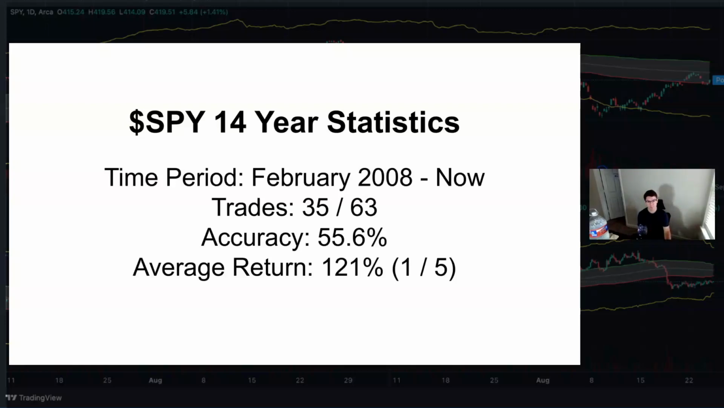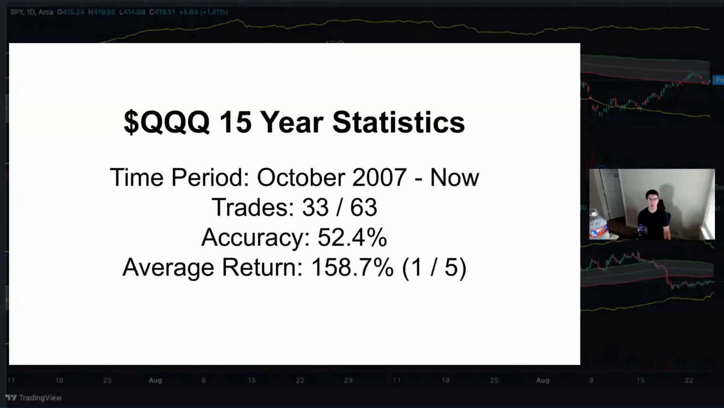Not too bad. What does this type of setup look like for the QQQ? This is a 15-year study, from October 2007 to now. Ironically, we have 63 as the total number of trades. This is understandable because QQQ and the S&P 500, although they have different holdings, operate quite the same. Since they move about the same, we have about the same number of trades, since the triggers for these trades are about the same.